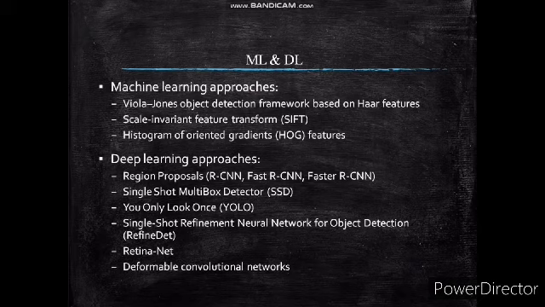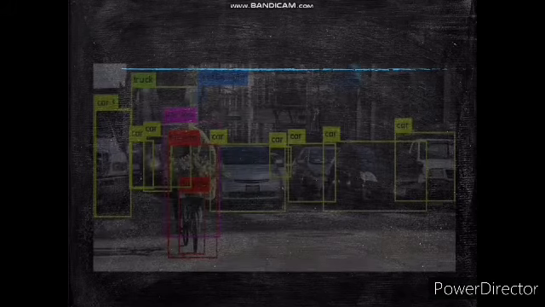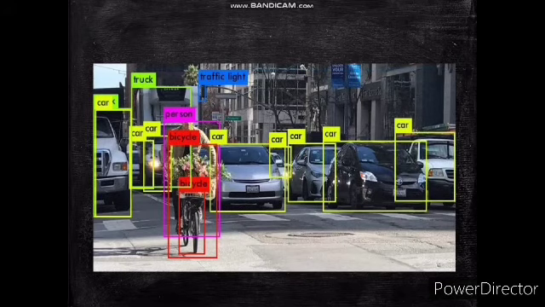deformable convolutional networks. By using all the features above, this is how we detect an object by using OpenCV in computer vision. Thank you.